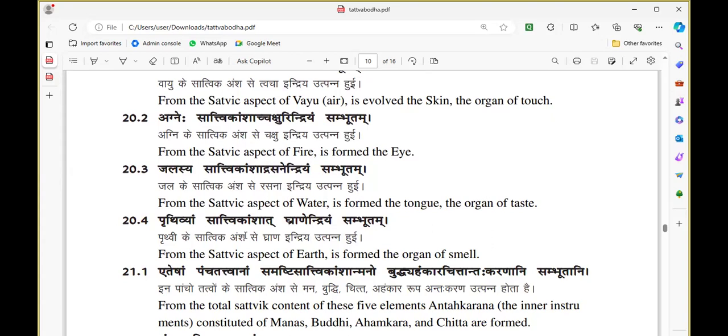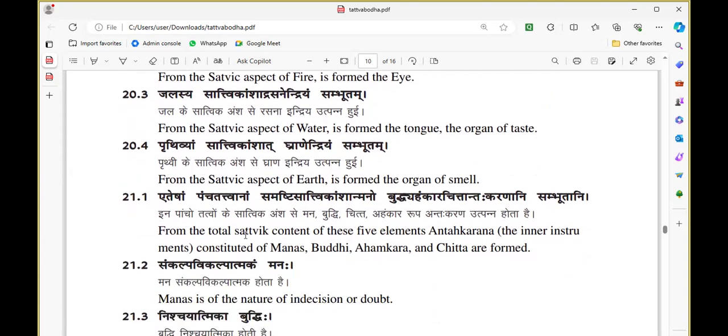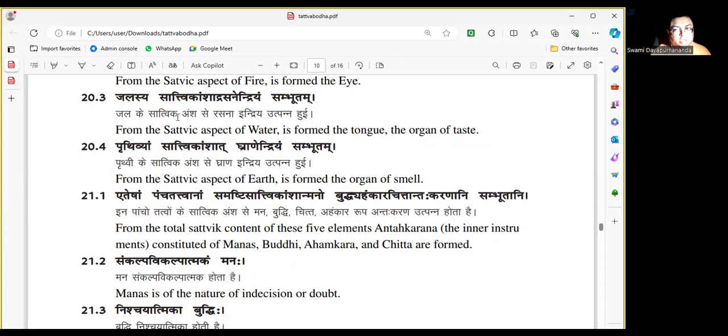So now he has said the five Panchamahabhuta, then he has elaborated the five Gyanendriyas. This much has come from the Sattvika Angsha. Now we will come to the next part, from 21, we will start 21.1. Here he says, एतेषां पञ्चतत्त्वानां समष्टि सात्विकांशात् मनोबुद्ध्यहङ्कारचित्त अन्तःकरणानि सम्भूतानि. First we have read the Bahirindriya, the Gyanendriyas. Now we are coming to the Antarendriya.